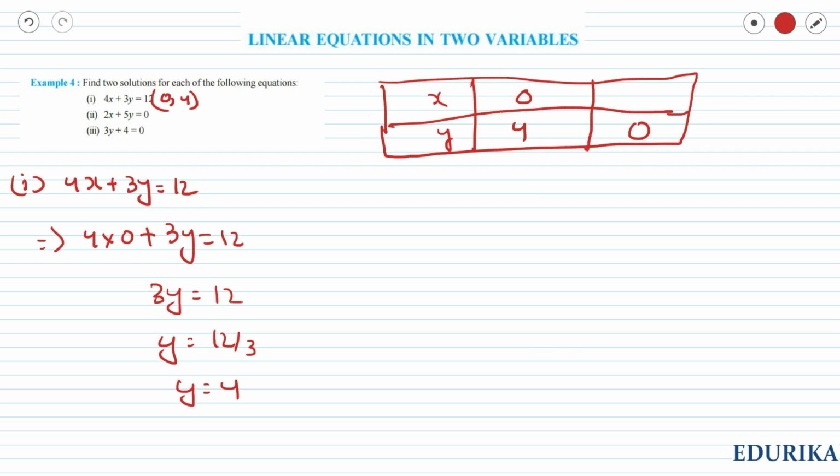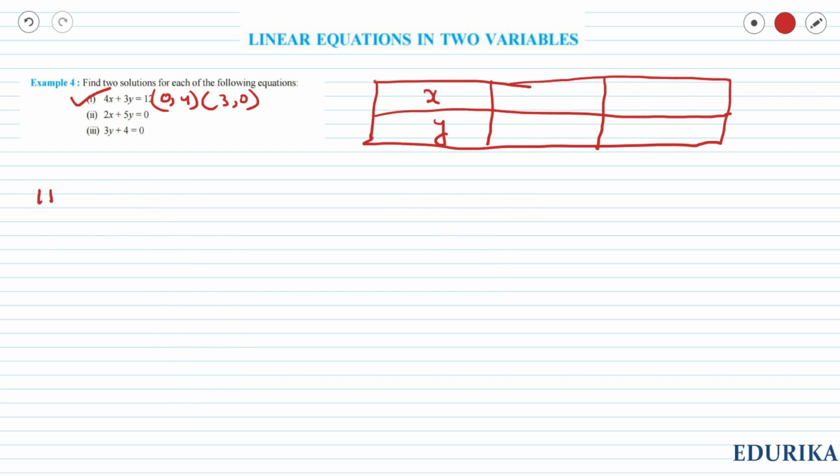If y is 0, then you get here 4x plus 0 is equal to 12, and x is equal to 12 by 4, right? And the value of x you get here is how much? It is 3. So the next solution is 3 comma 0. So these are the two solutions for the first bit. Simple. Now let's move on to the second bit.